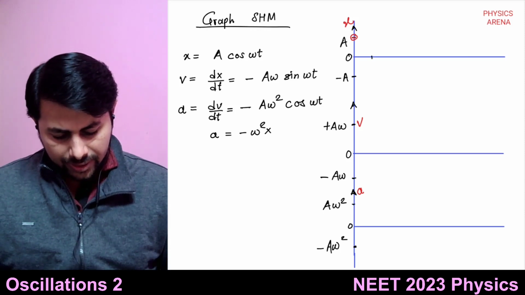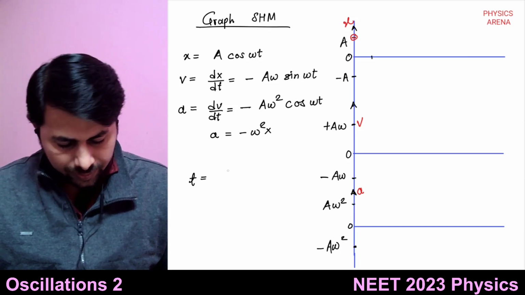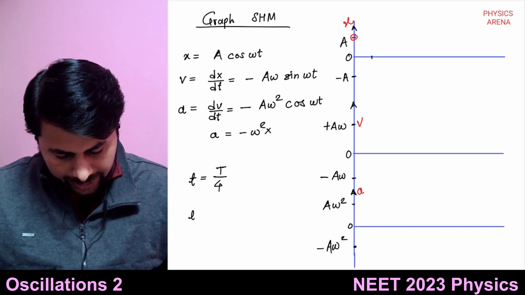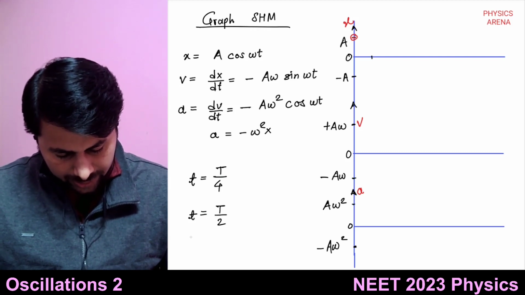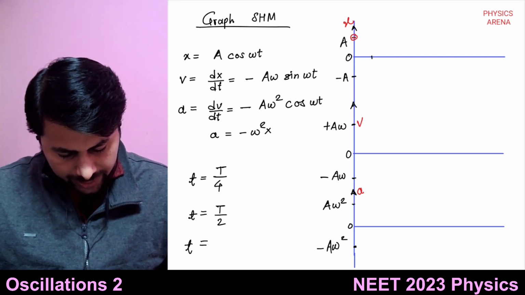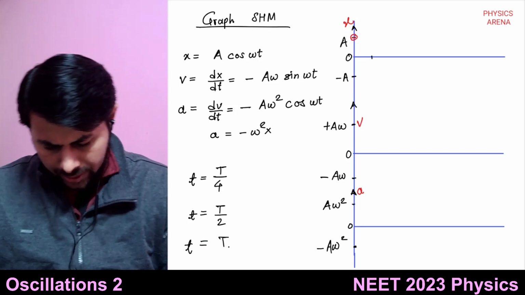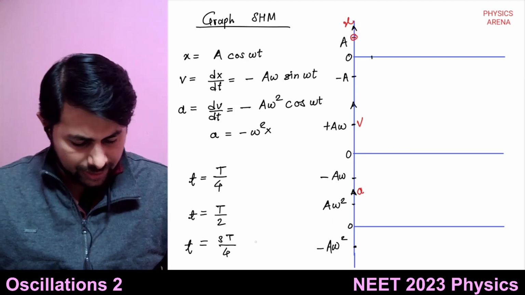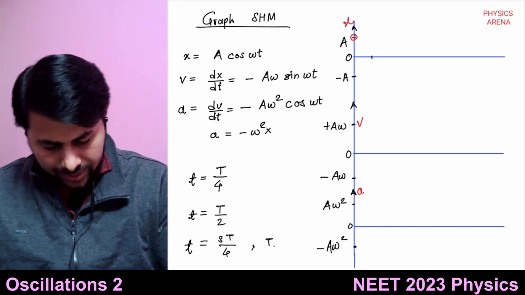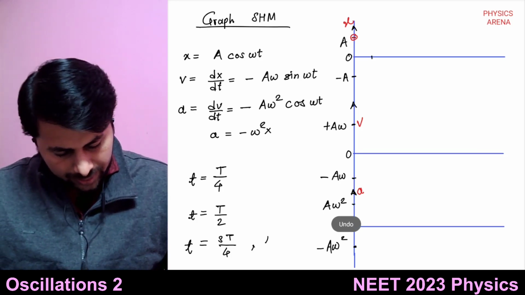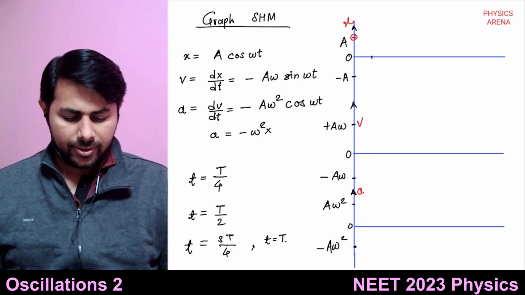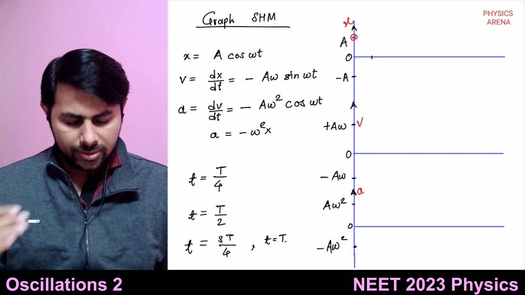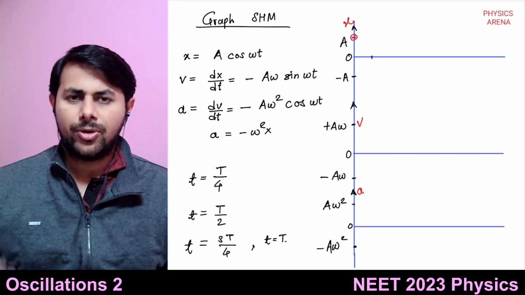Now let's consider t equals to, another point is T by 4. Okay, next point is T by 2 and next point is 3T by 4. And the last point is small t equals to capital T. So what is omega t? Omega t is 2 pi multiplied by small t upon capital T.